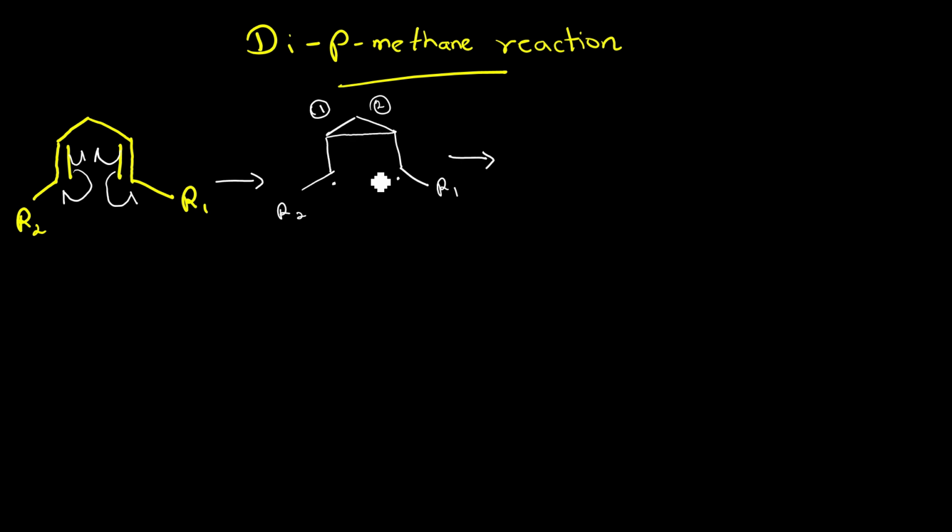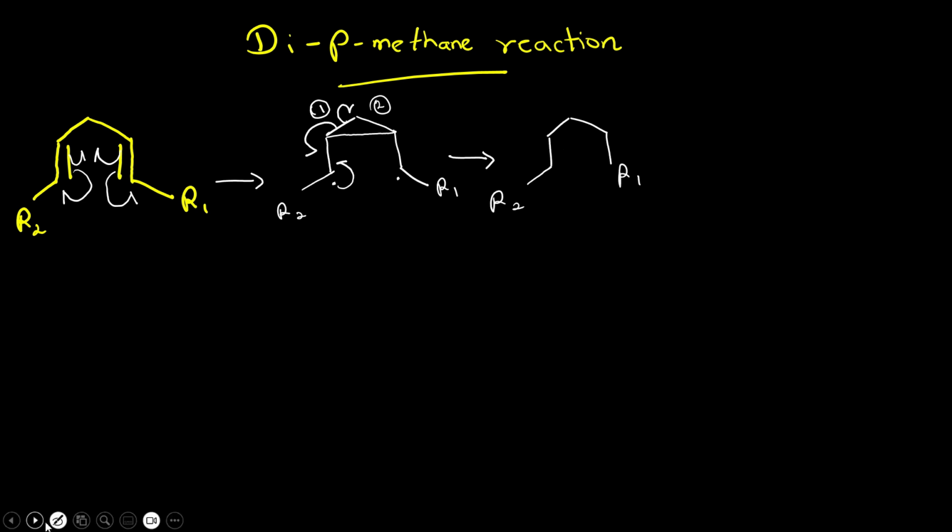Now in this case what happens is this bond will break and one electron will come here and it will join with this particular electron to form a pi bond between this carbon and this carbon, and the other electron will go here to form the radical. Now we have the product. It's like this. So here we have the R2 and here we have the R1.